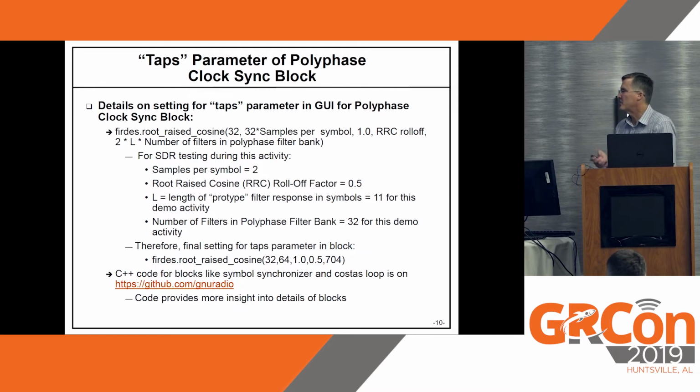So all you need to do is type in the FIR, root raised cosine, 32, 64, 10.5, and 704, and that should get you off and running pretty quickly, especially if you're a new user. The C++ code is in GitHub. It's on the GNU Radio GitHub, and that really does provide a lot of useful insight into the details of the blocks. I'm still going through it myself.